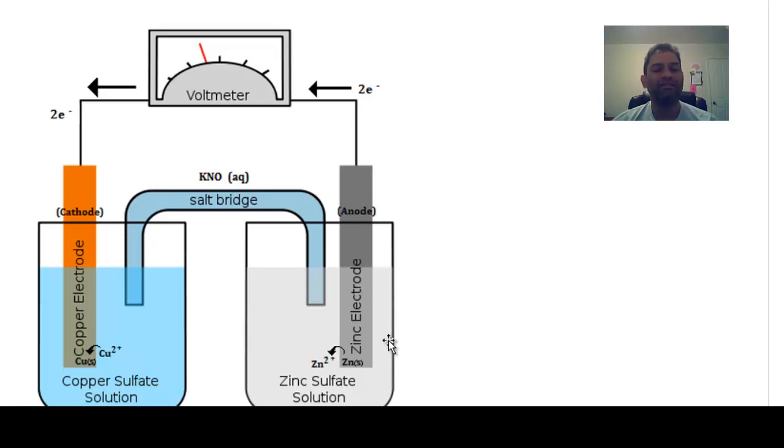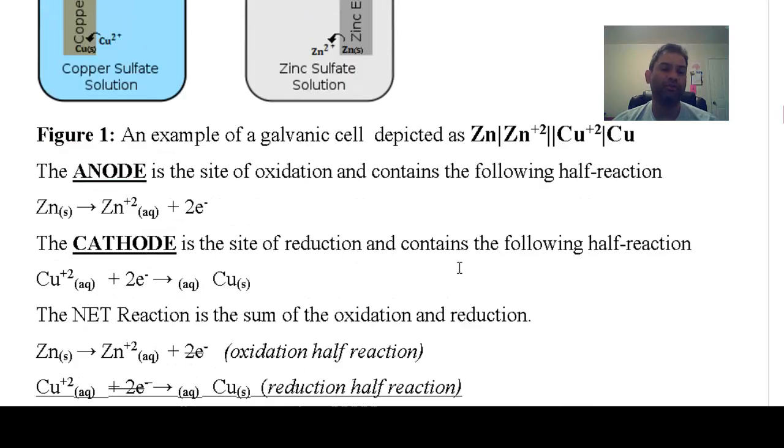Coming back to this, zinc solid is going to zinc plus 2. There's a loss of 2 electrons. The 2 electrons come from the zinc going to zinc plus 2. How do you balance out the charge? You balance out the charge with 2 electrons. So the minus 2 plus 2 gives you 0, and there's a 0 charge on the reactant side. So this is mass balanced and charge balanced.